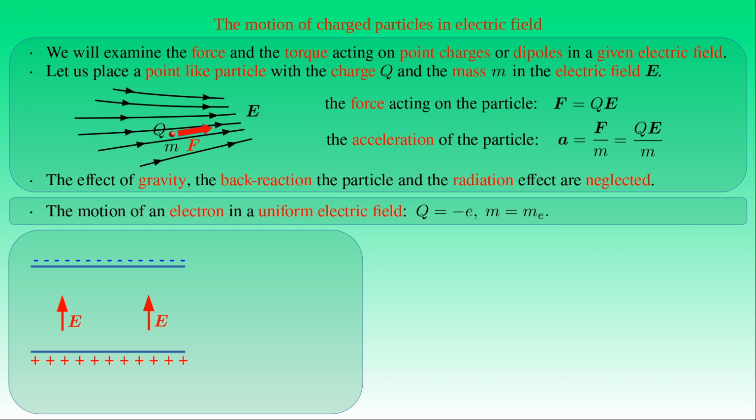Let us place an electron in a point close to the negatively charged plate. Since the free electron is at rest, its initial velocity v0 is equal to 0.